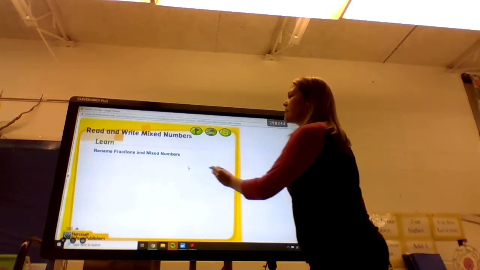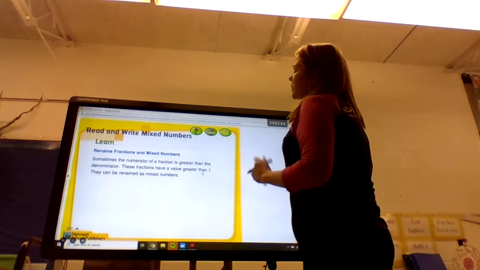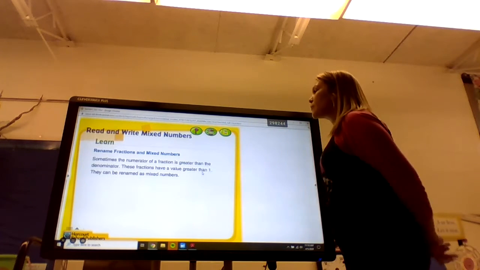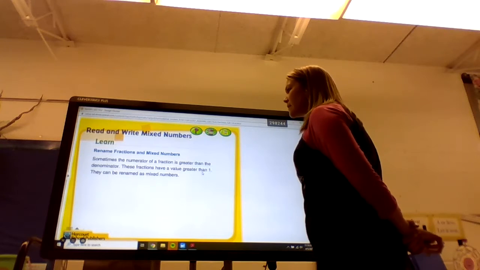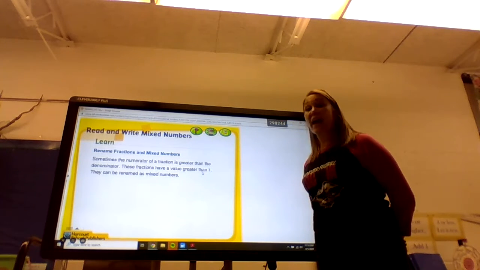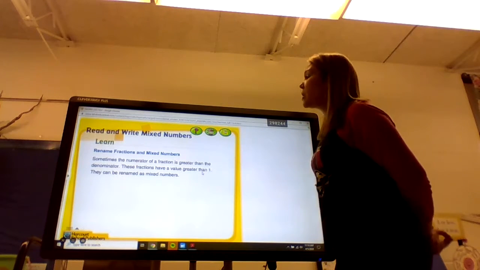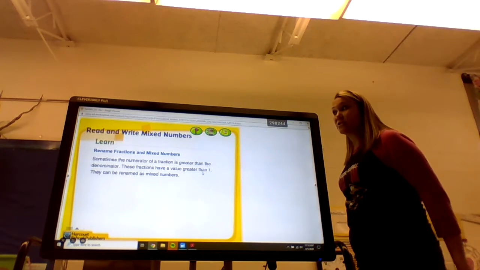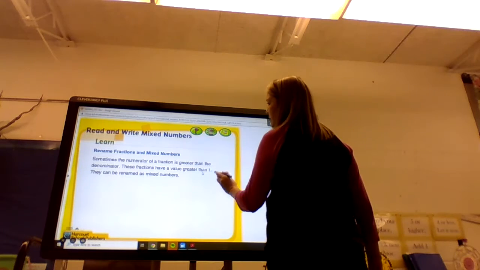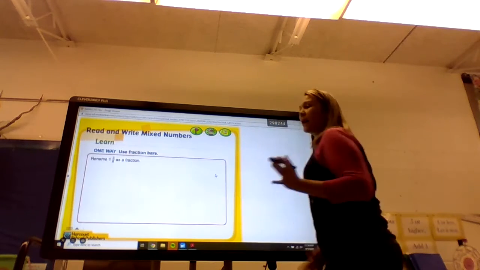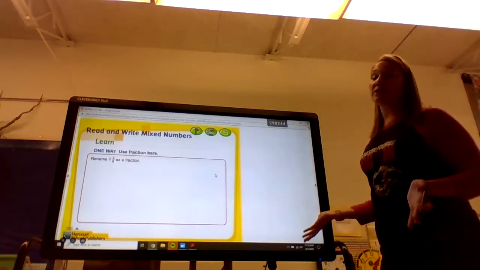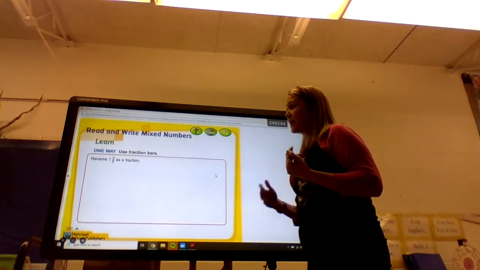So check it out up here. Oh, they're saying what I said. Sometimes the numerator of a fraction is greater than the denominator. These fractions have a value that means they're bigger than one whole. So we can rename these fractions as mixed numbers. Here's what I want you to see. We're going to start with fraction bars, then we're going to move to using our big smart brains.